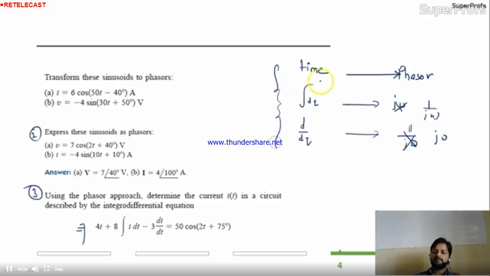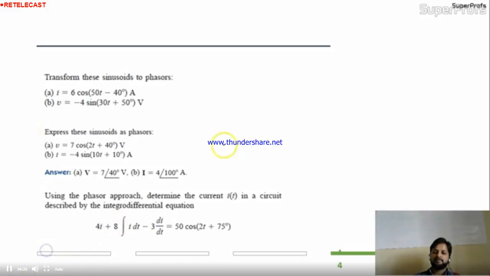This is the transformation of time to phasor. So here in this equation, we can use it, right? Let me erase first. The equation given is 4i plus 8 integration of i dt.